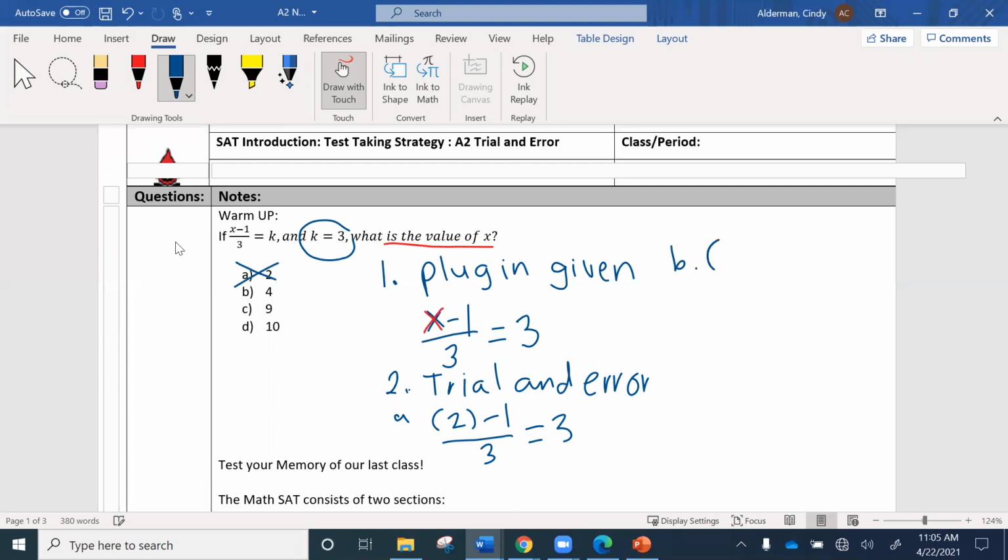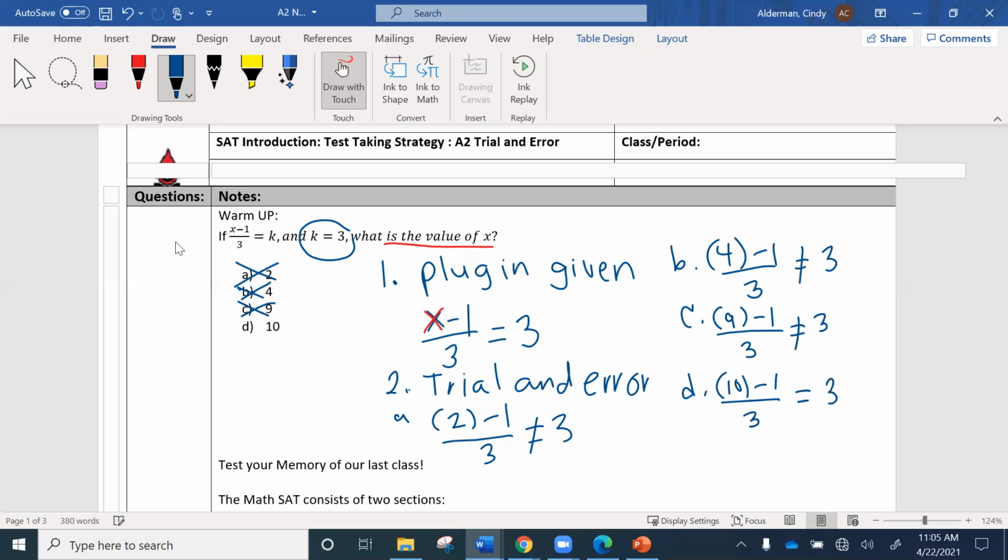Let's try B. Is 4 minus 1 divided by 3, is that equal to 3? Well, 4 minus 1 is 3, and 3 over 3 is equal to 1, and 1 does not equal 3, so you can rule B out. So let's try C. C is 9, so is 9 minus 1 divided by 3, is that equal to 3? Well, 9 minus 1 is 8, so 8/3 is not equal to 3. We're going to rule that out. So let's take a look at D. Is 10 minus 1 divided by 3, is that equal to 3? And yes, it is, right? Because 9 divided by 3 is 3, and 3 does equal 3.